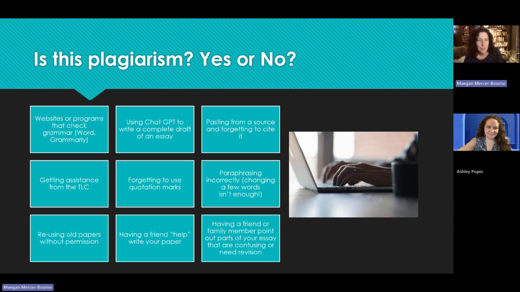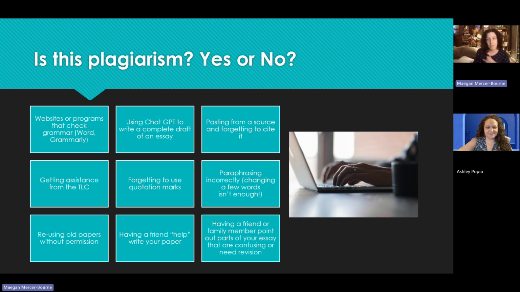All right, next, reusing old papers without permission. But if I wrote them, why does that matter? That's a very good question. It is called self-plagiarism. I know. And it's something that's very difficult. A lot of students don't know about this, and a lot of instructors don't necessarily cover it. So it's important to be aware of that.